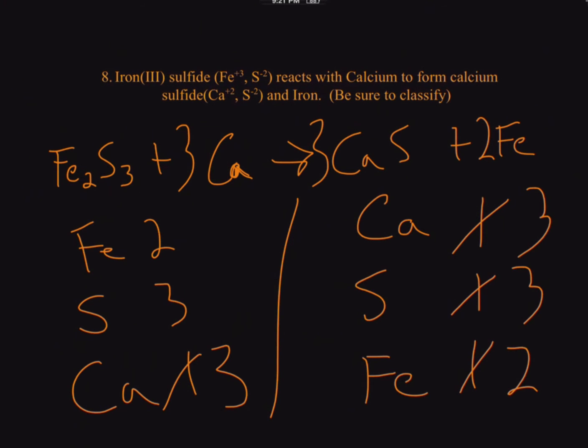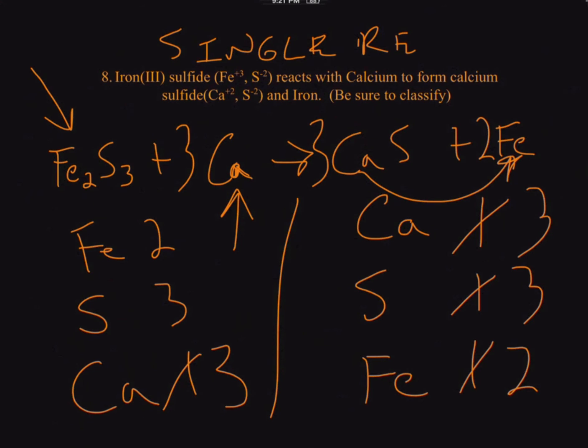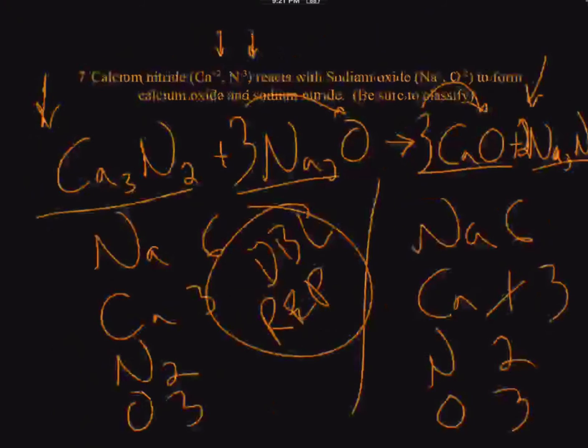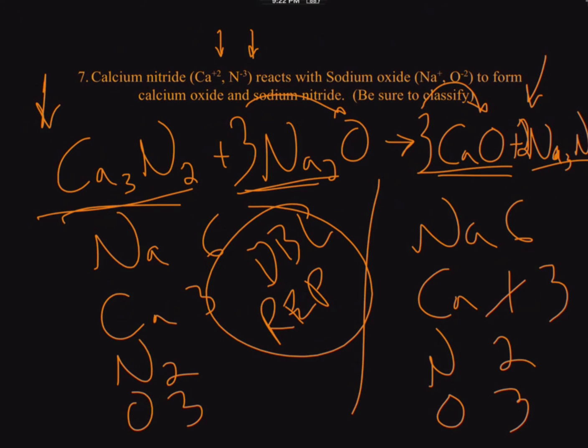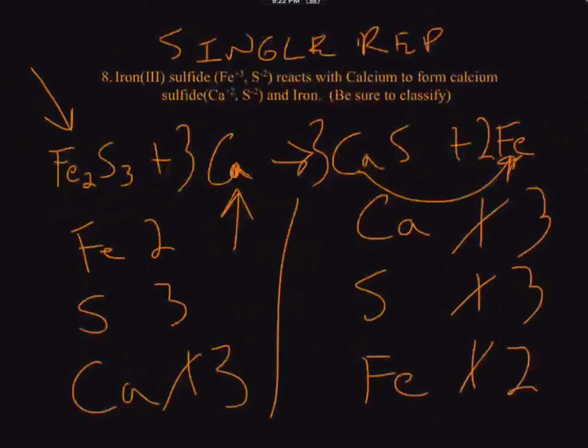In this reaction, we have one element and a compound on the left-hand side. Those 2 elements trade places. So we have a different element and a different compound on the right. That is a single replacement reaction. So again, the difference between the double replacement has 2 compounds on each side, whereas the single replacement has a compound and an element on one side and a different compound and a different element on the other side.